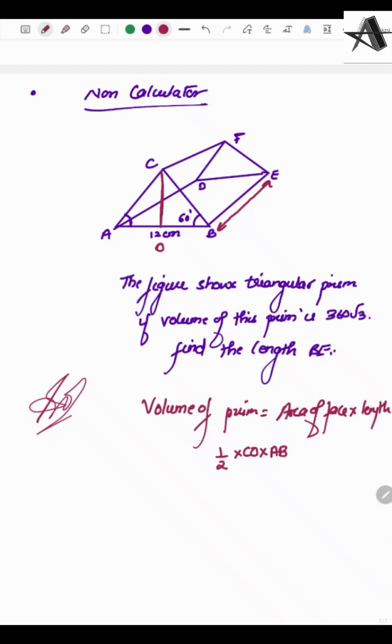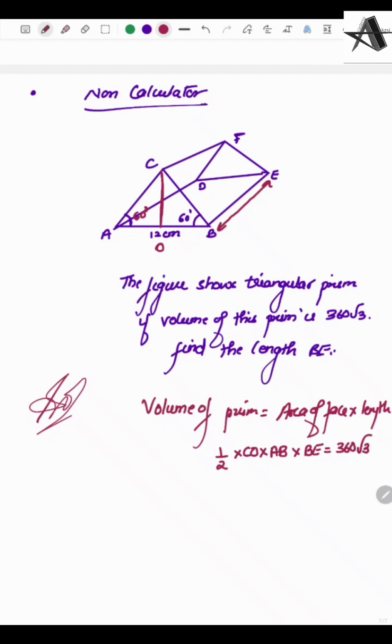Area of face. Face is what? A triangle. If you plot a height, and we are assuming, because they have given one angle only and it seems to be symmetrical, that the other angles are 60 as well. So it makes it an equilateral triangle. If they had mentioned the angles separately, they might have mentioned other parts as well, but there is no other detail. That's the reason that if it's 60 degrees, we assume the other angle is also 60 degrees. So half times CO height into AB base into length of the face BE is equal to 360 root 3.